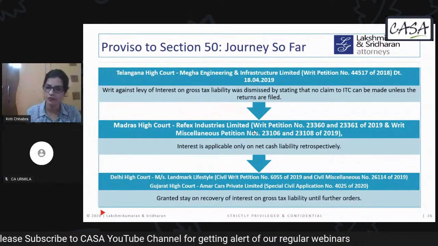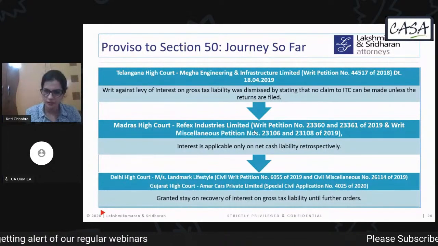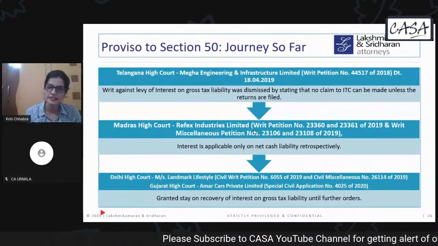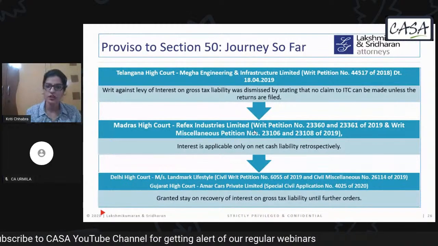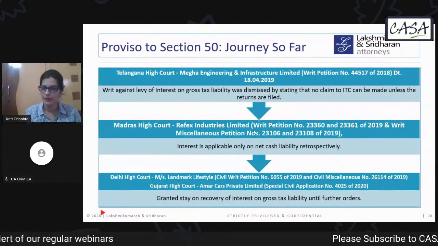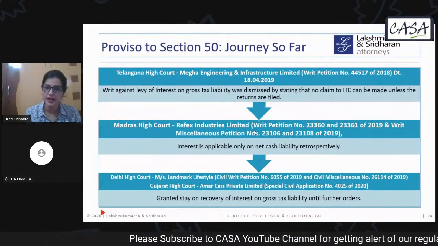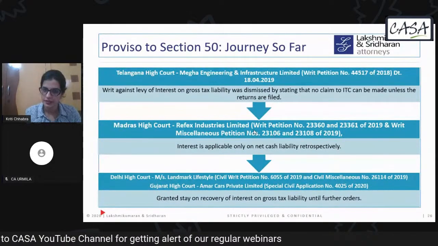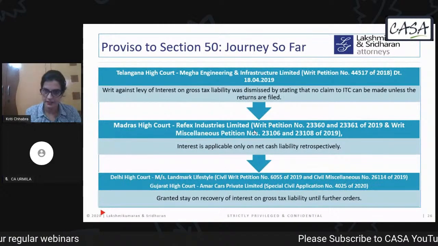However, then we had this favorable judgment of Madras High Court in the case of Reflex Industries, wherein they accepted this argument of the petitioner by saying since tax interest is compensatory in nature, you cannot say that something has been delayed paid when something is already with the government. So when this credit was already with the government, why should the assessee be liable to pay interest on that portion which has never been taken away by the government? Therefore, they said interest should be applicable on the net cash liability.